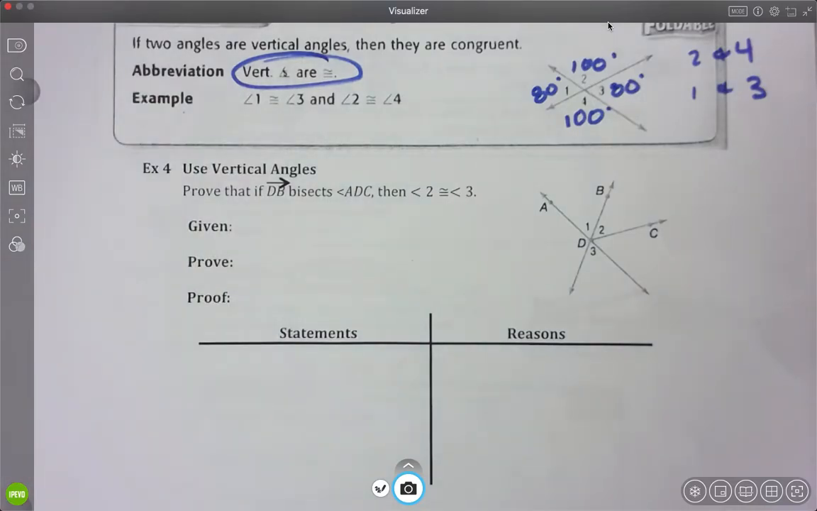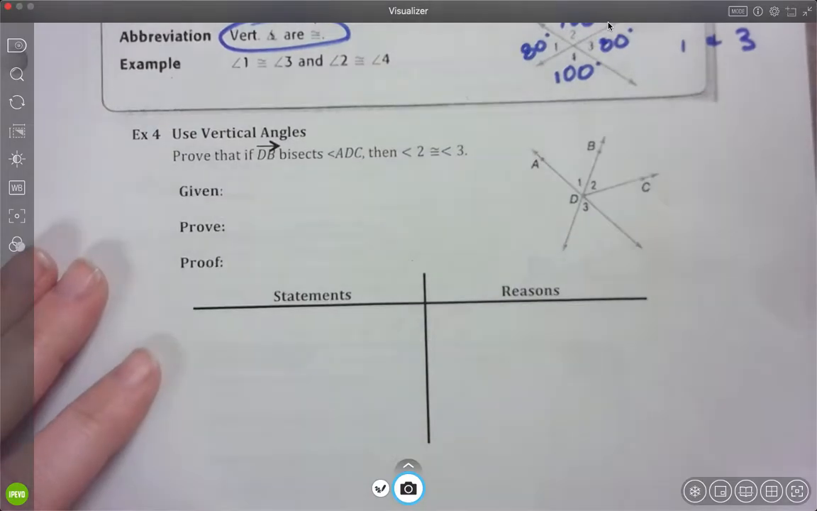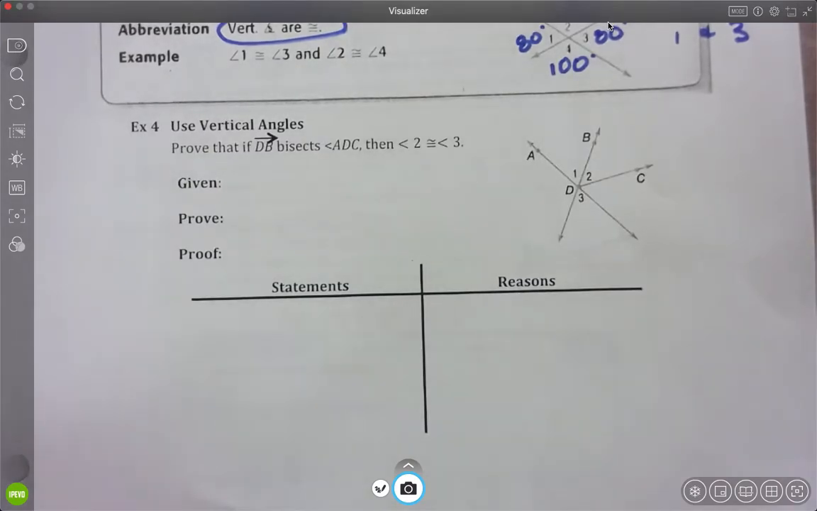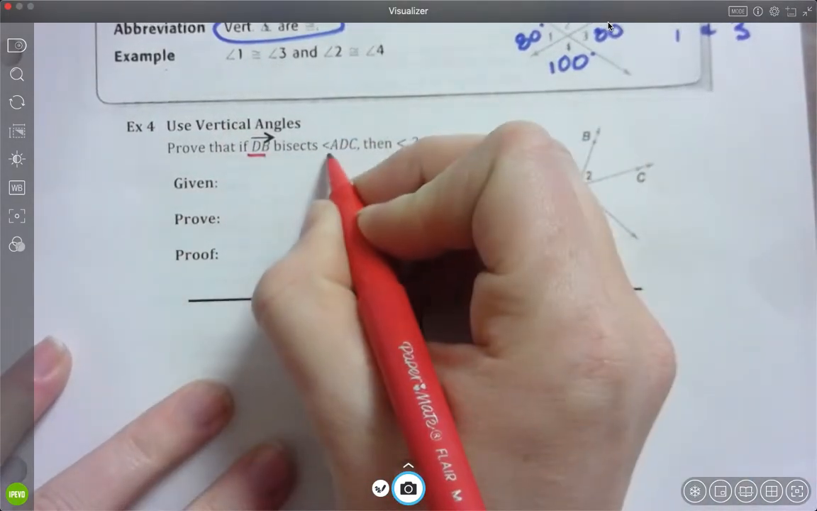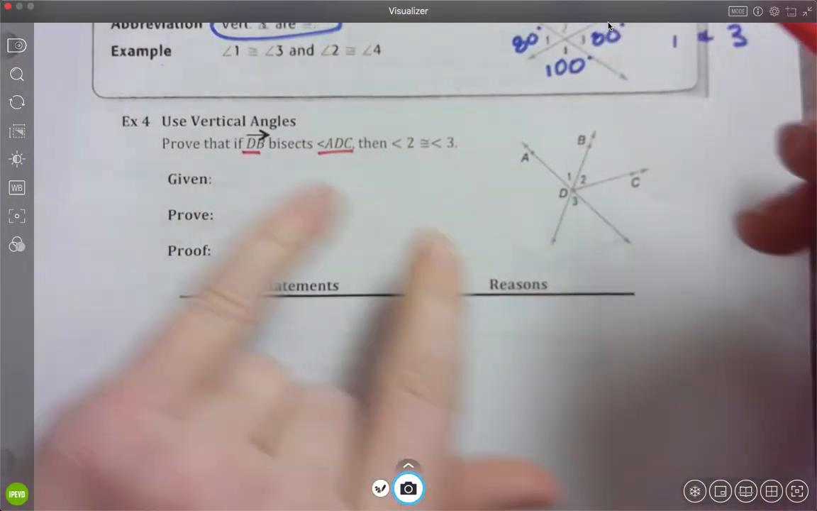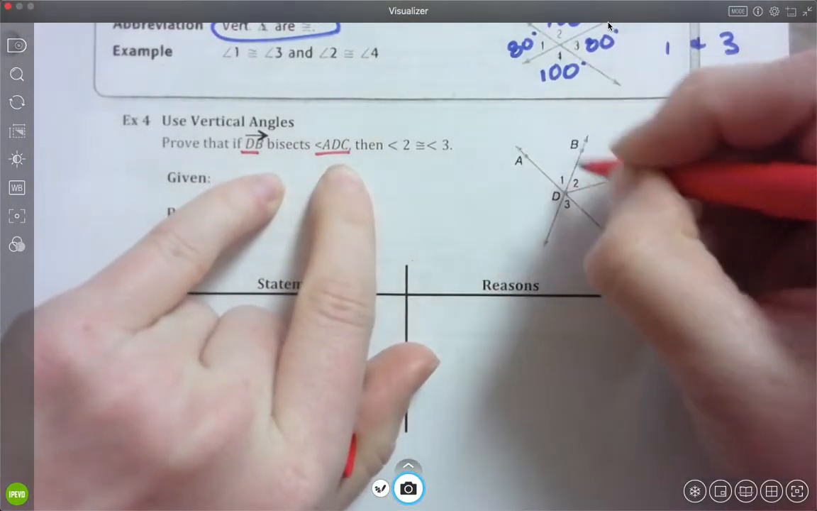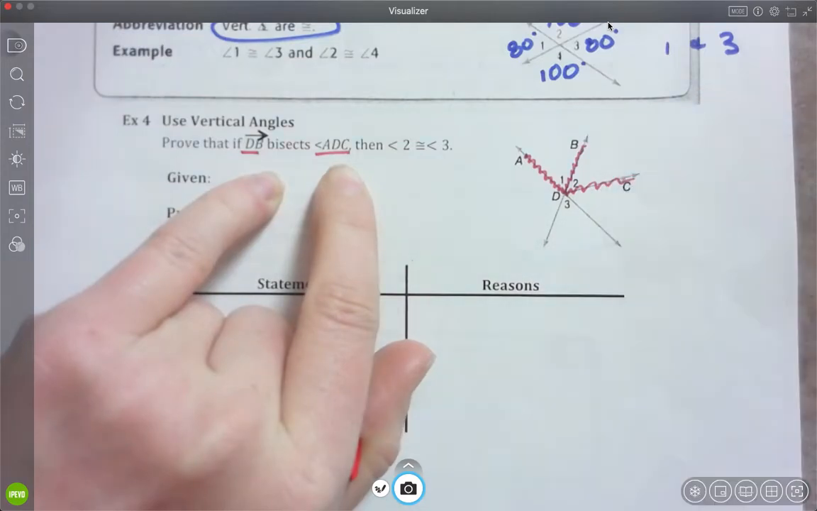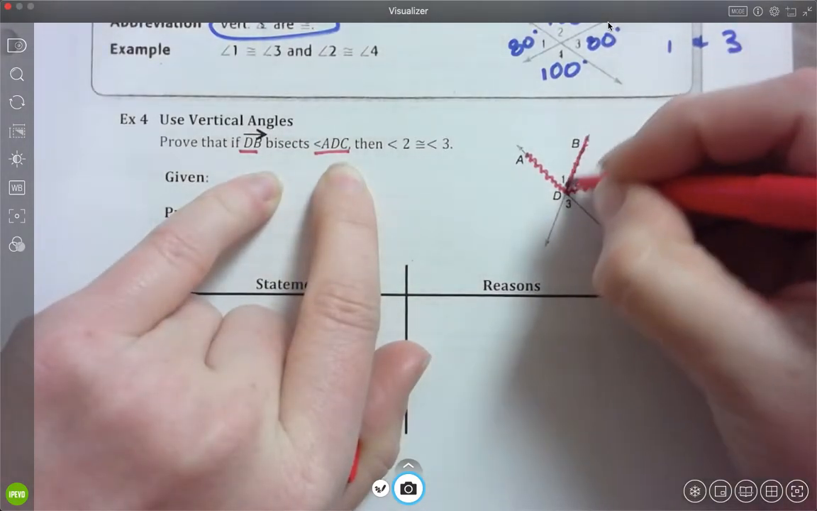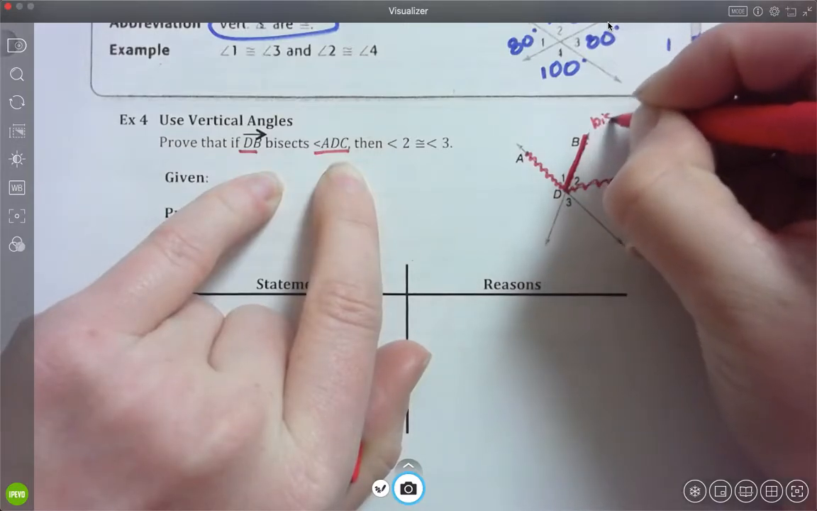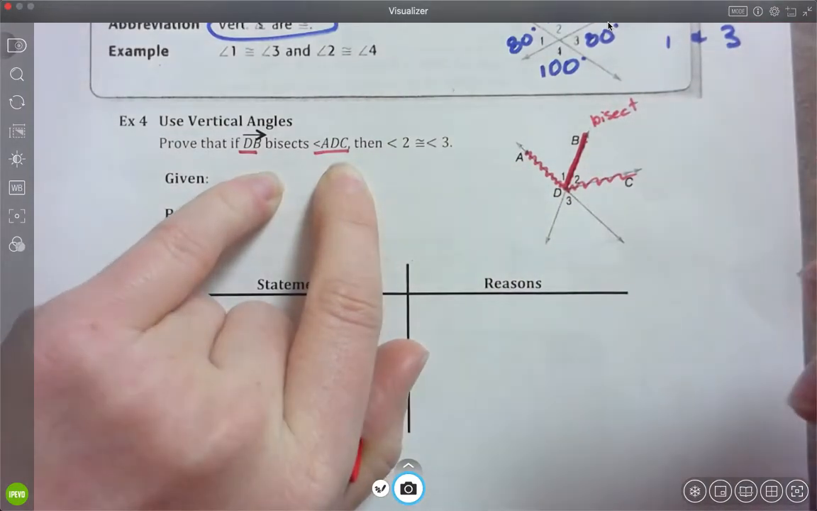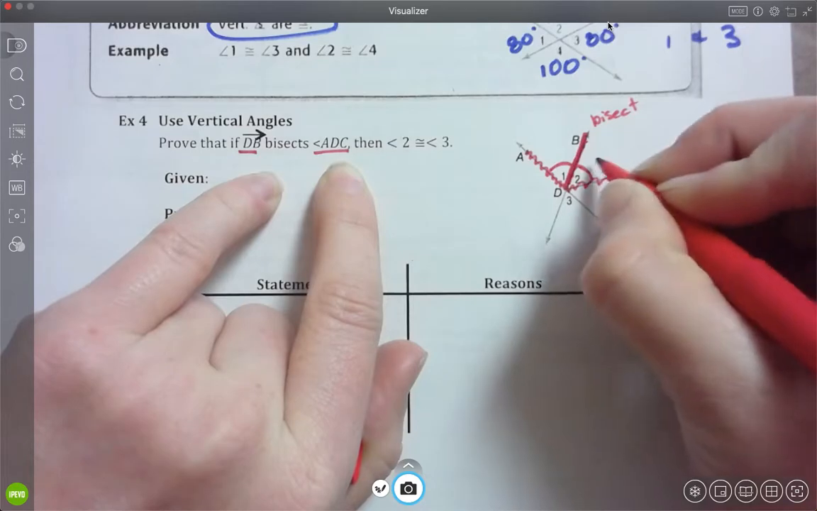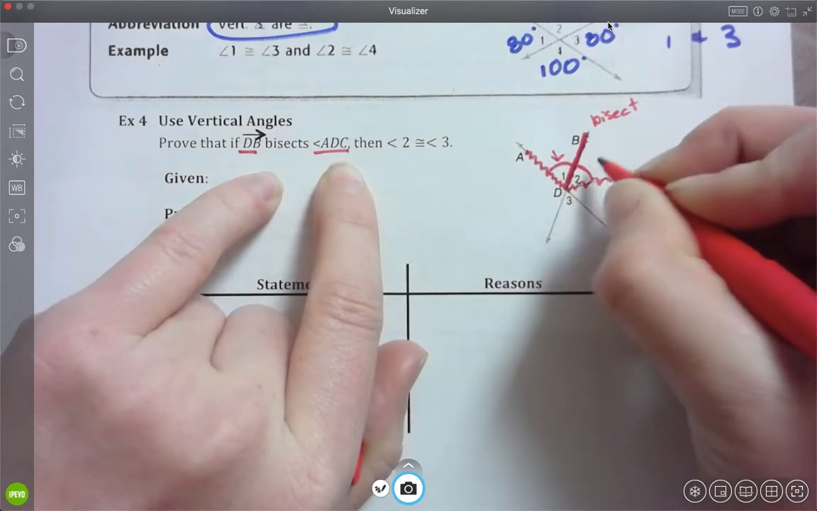Okay, so we're going to jump right into this proof, example 4, and then we'll go to the backside and write those things down. Prove that if DB bisects ADC. Let's look at our diagram over here. DB is this segment right here, and we want it to bisect ADC. What does it mean to bisect? If something bisects it, it splits it into 2 pieces that are exactly the same. So these 2 angles will be exactly the same measure.